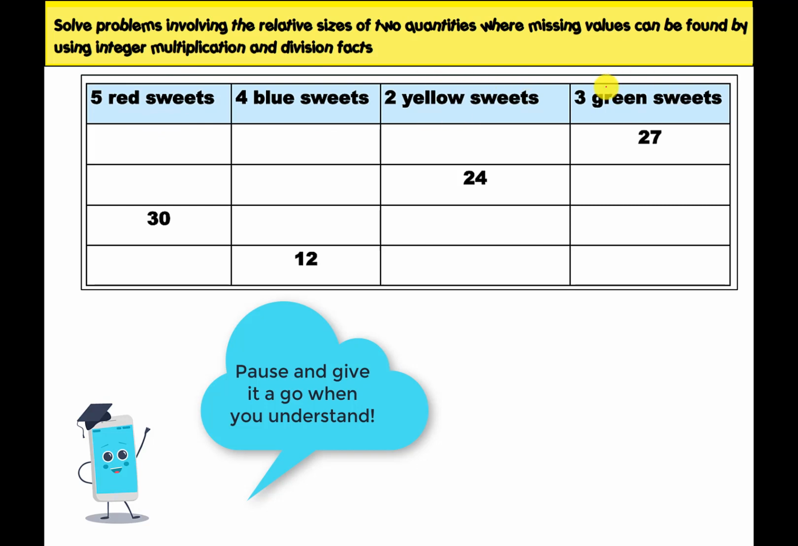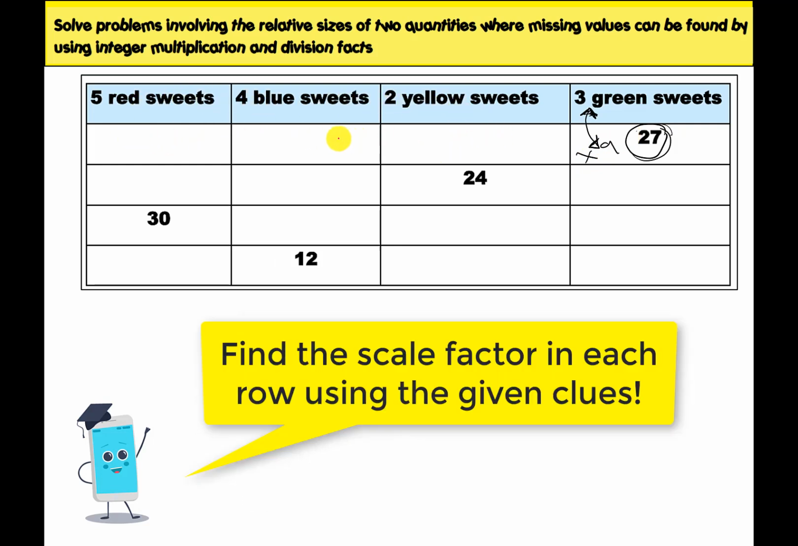Okay, now in each row you're given just one clue. So in my first combination of sweets, I'm told that I have 27 green sweets. So I simply need to figure out what my scale factor is. What have I scaled up by from my 3 to my 27? Well, I multiplied by 9. So in this first row, you need to multiply all of these sweets by 9. So every one needs to be multiplied by 9. Do you want to give that a go?